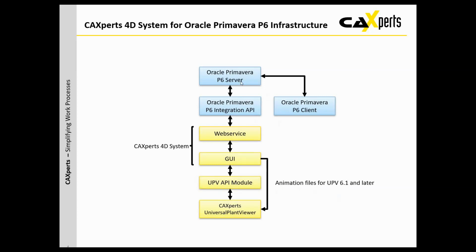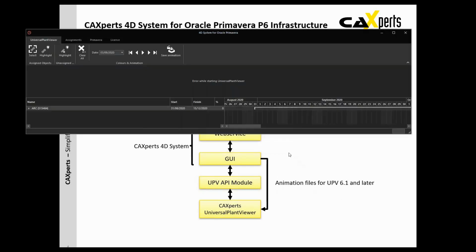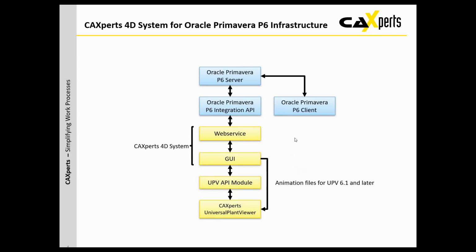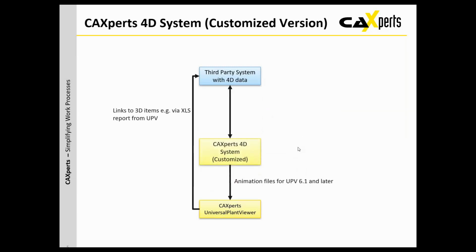As you can see, it's quite a complex infrastructure. So what we also offer is that we can provide you with a customized version of the tool. In this case, it's getting easier. We just have a third-party system here that has the 4D data. That could be just an Excel file, for example, a report coming out of Primavera or MS Project. And then we would communicate using the 4D system with this third-party data and create the animation files directly.